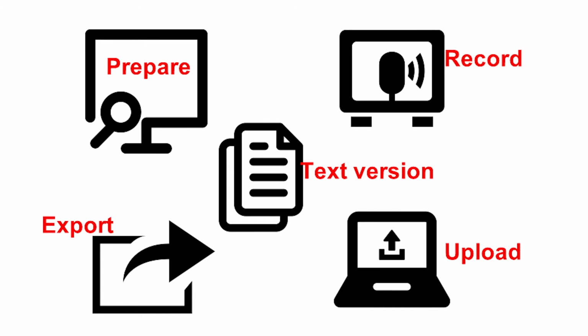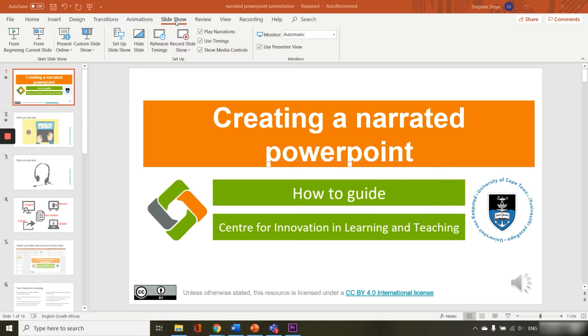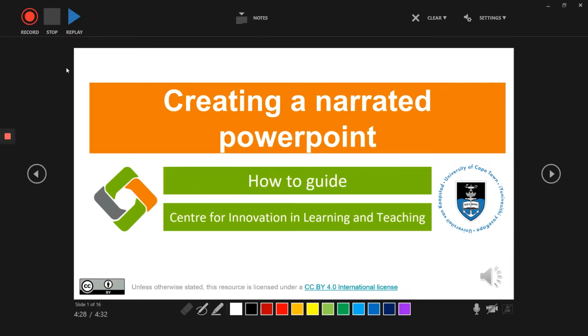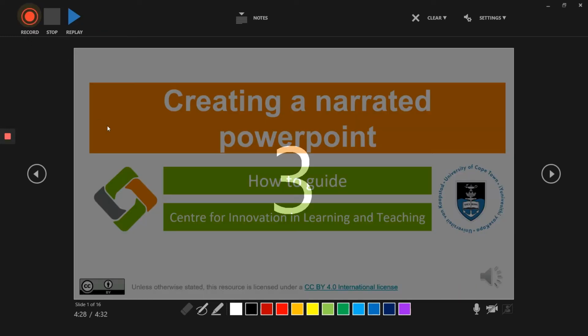Now, let's take a look at the actual process of recording. To start recording, click on Slideshow and then Record Slideshow. The recording screen will open up. Click over here to start recording, and over here to stop recording, and over here to replay what you have recorded. Once you start recording, it will count you in.